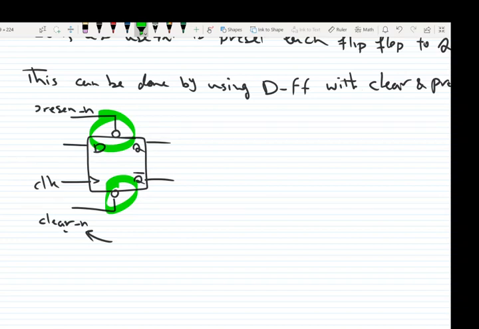So how does it work? Placing a zero on the clear input will force the flip-flop into the state Q equal to 0, while clear N equal to 1 has no effect. So clear N has effect when it is equal to 0, and when it's equal to 1 it has no effect. Similarly, when we put preset N equal to 0, it forces the flip-flop to the state Q equal to 1, while preset N equal to 1 has no effect.